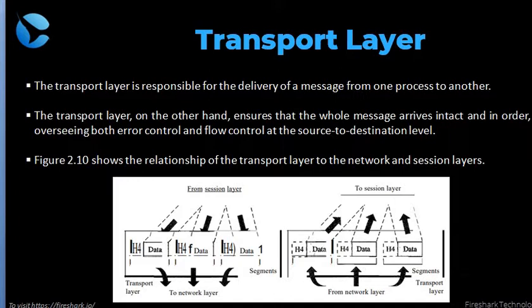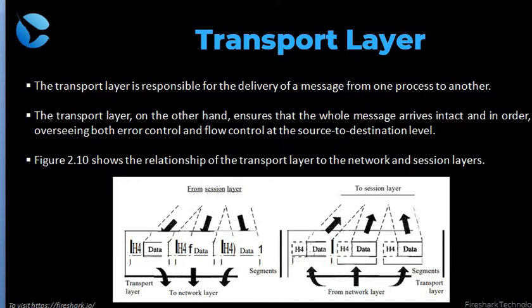Now, the transport layer is responsible for the delivery of a message from one process to another. A process is an application program running on a host, whereas the network layer oversees source to destination delivery of individual packets. It does not recognize any relationship between those packets. It treats each one independently, as though each piece belongs to a separate message, whether or not it does. The transport layer, on the other hand, ensures the whole message arrives intact and in order, overseeing both error control and flow control at the source to destination level.